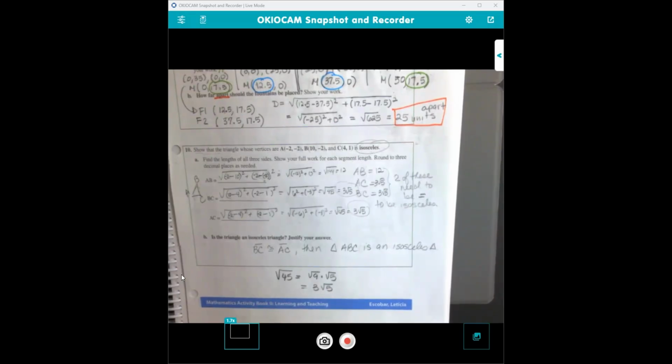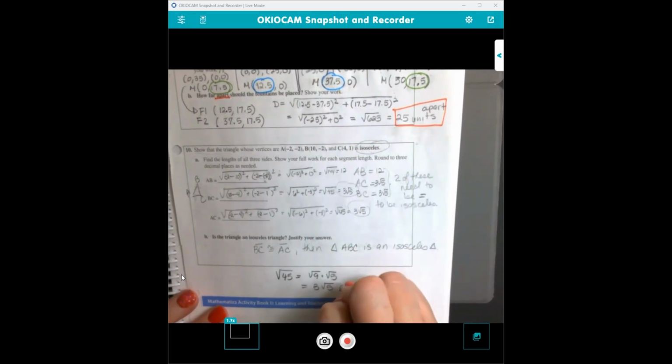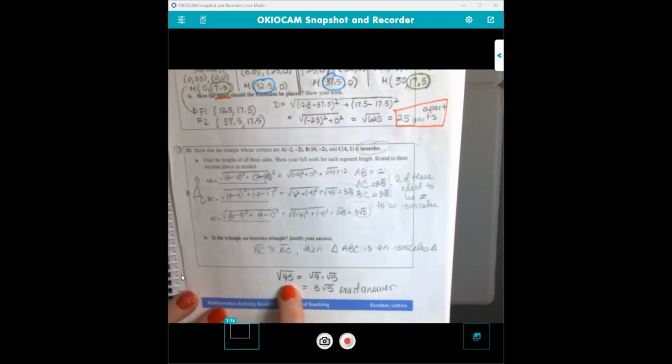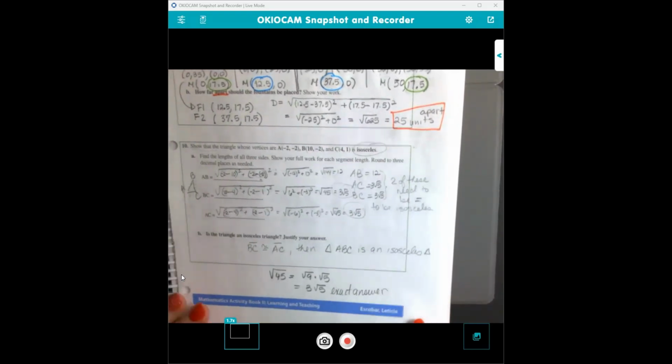And then remember that if you're simplifying, right, we got square root of 45. If you want an exact answer, we're still going to leave it with a root. So you're basically going to split the radicand, that's what this is called, between two factors, where one of the factors is a perfect square. And then we can take it out of the radical.